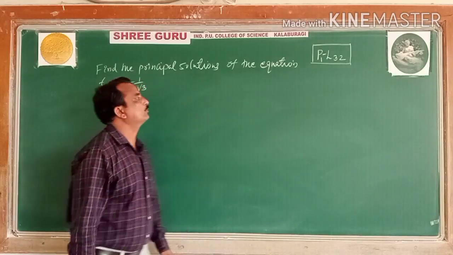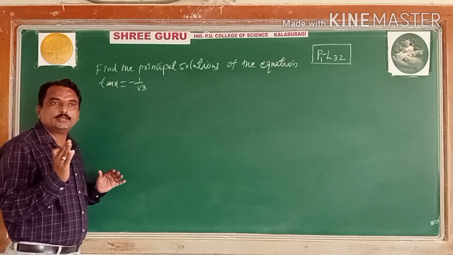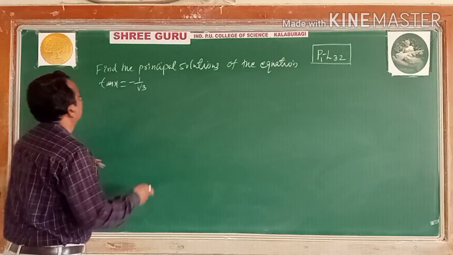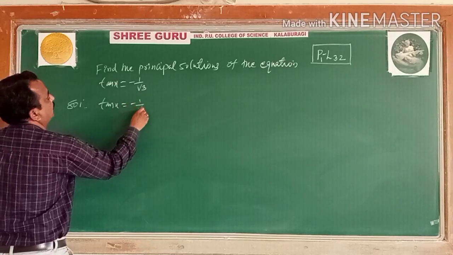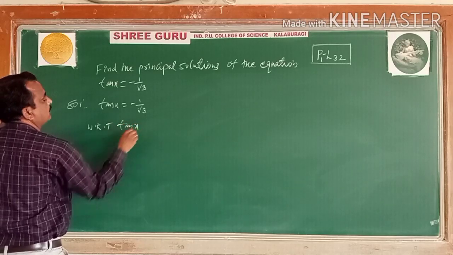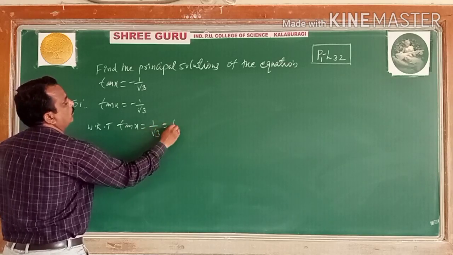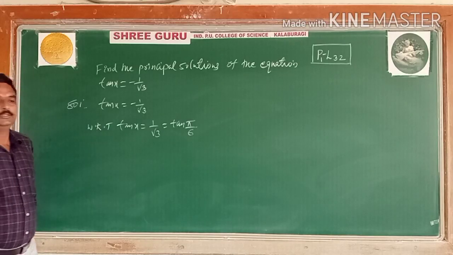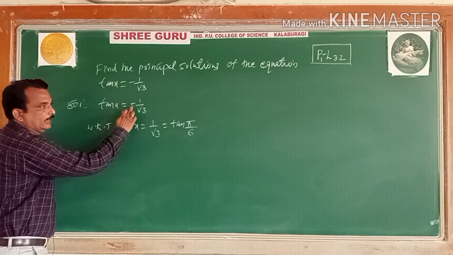Let us see the solution. You know how to calculate the principal solutions, the values appearing in the interval 0 to 2 pi. So let us find tan x equal to minus 1 by root 3. You know that tan of 30 degrees, that is pi by 6, equals 1 by root 3, but here the value is negative.